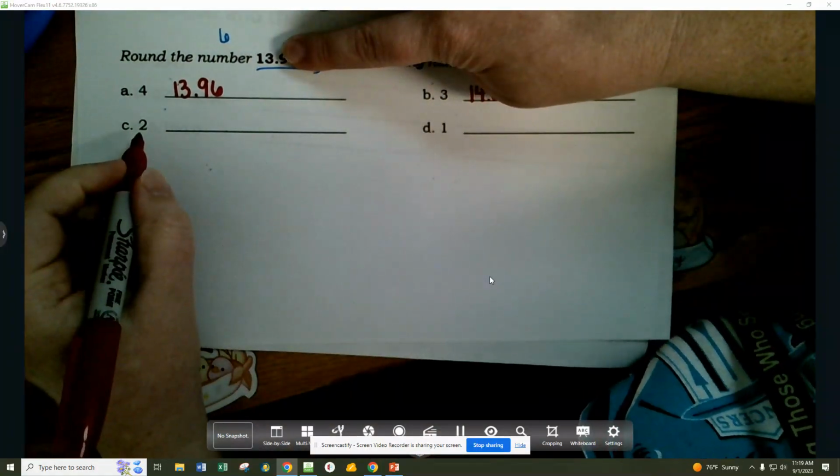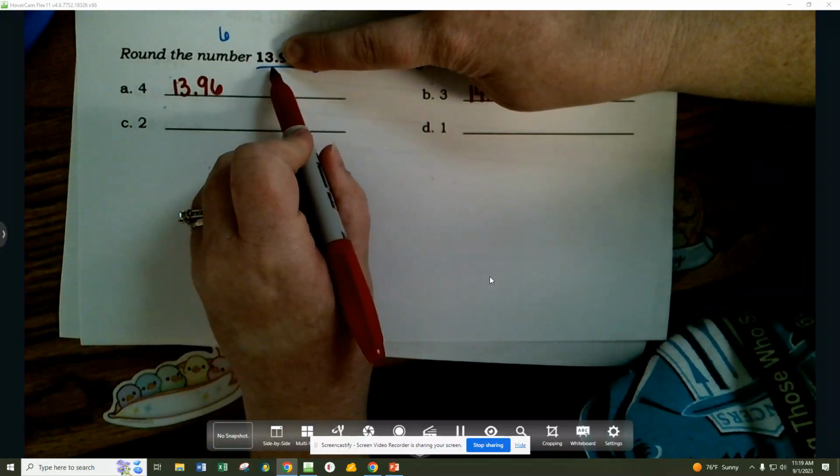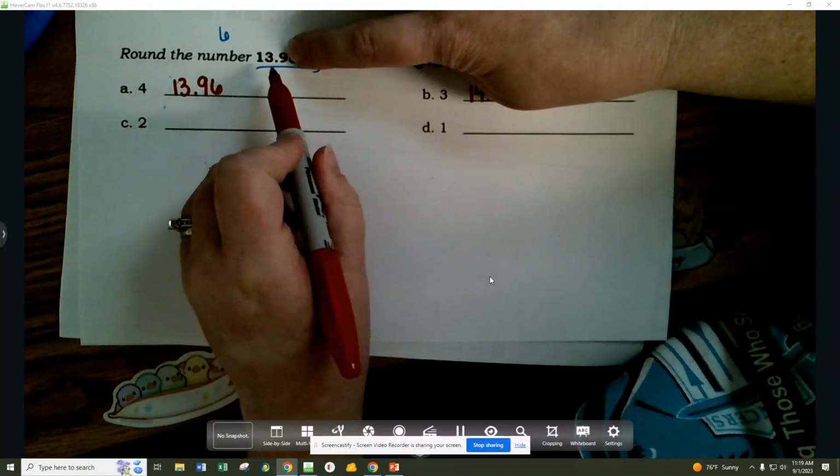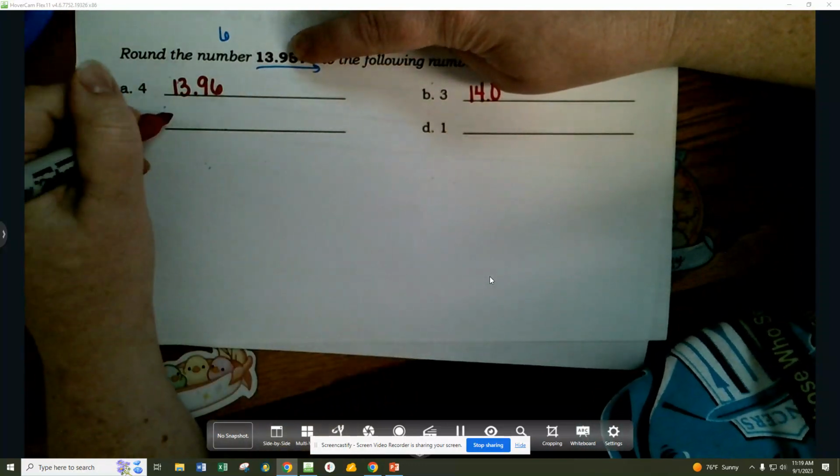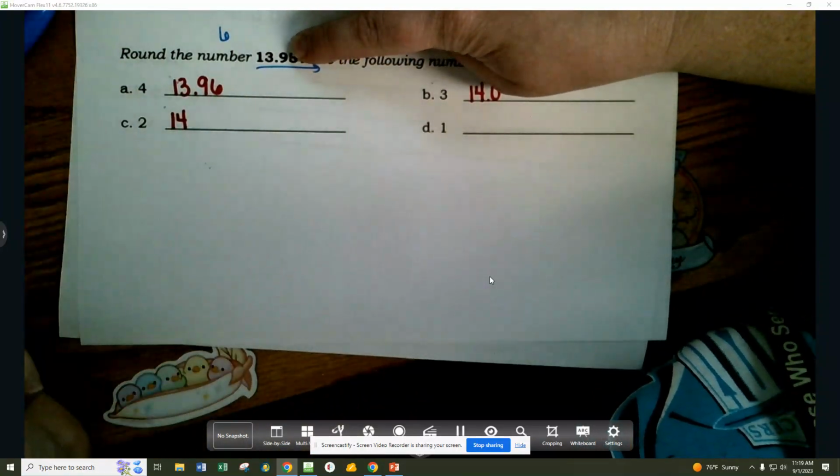For 2 significant figures, I can keep the 1 spot and the 10s. The whole decimal is going to go. That 9 will round up, and this is just 14 for 2 sig figs.